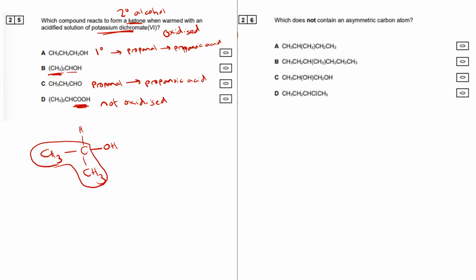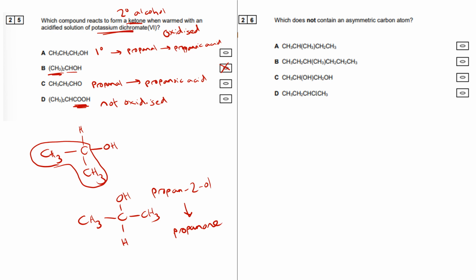But you've got 3 carbons in a row with an OH on the middle carbon. So propan-2-ol is a secondary alcohol, it would be oxidized to a ketone. It would be oxidized to propanone. So B is the only one that would form a ketone there.